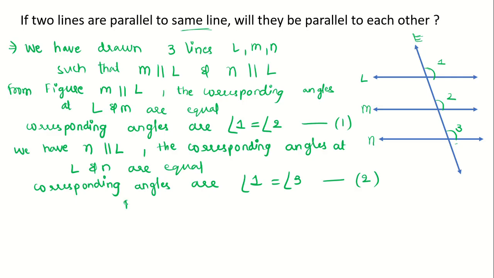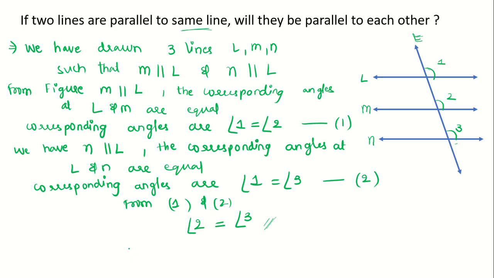Okay. Now, from 1 and 2, you can equate both equations, right? Angle 1 is equal to angle 2, and angle 1 is also equal to angle 3. Now, we will get that angle 2 is equal to angle 3. When we solve equation 1 and equation 2, you will get that angle 2 is also equal to angle 3. Here is your angle 2, which is at line M, and here is your angle 3, which is at line N.